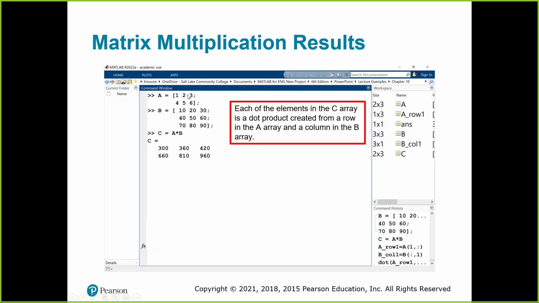So you take this row and dot it to this column, that gives you that value. This row dotted with this column gives you that value. This row dotted with that column gives you that. And then the same thing with the bottom. This one dotted that one, this one dotted that one, and this is your resultant matrix array. This is your answer.